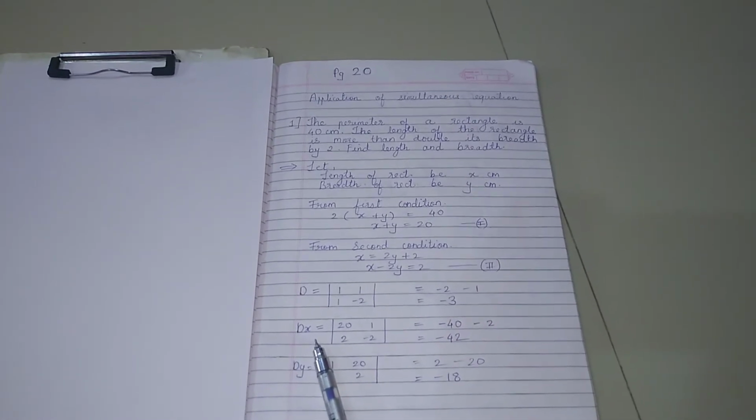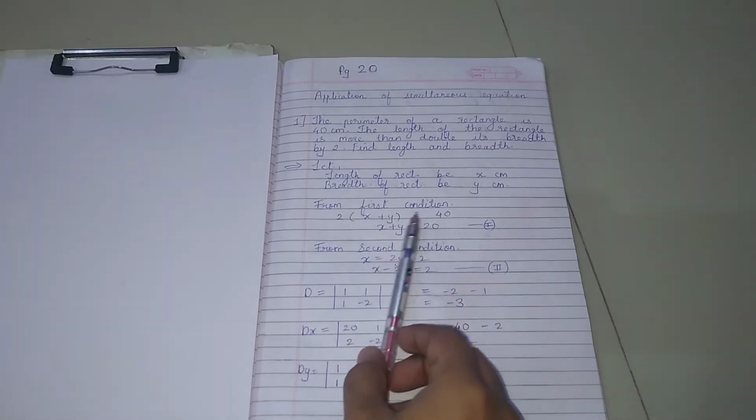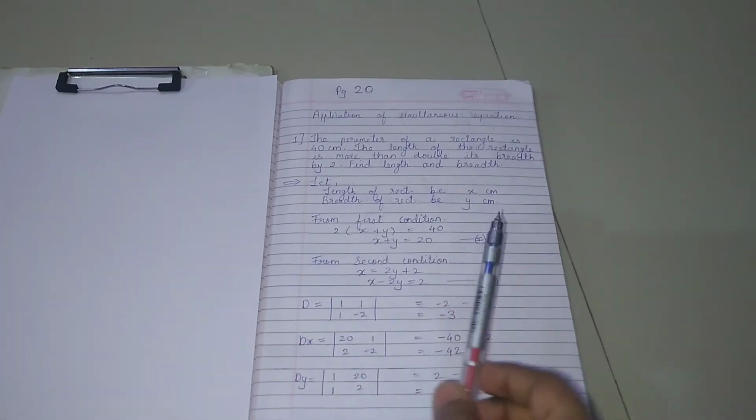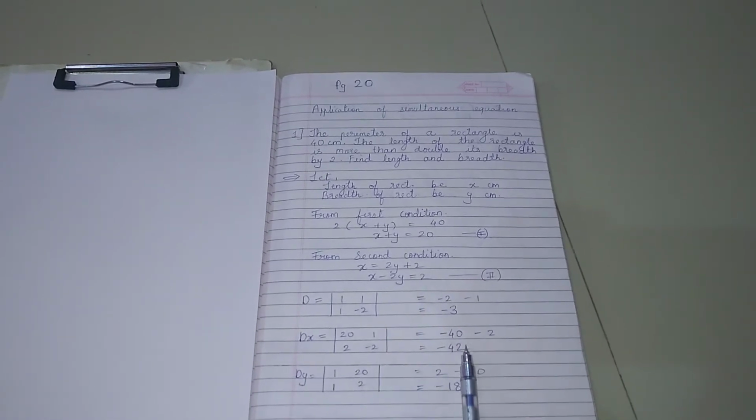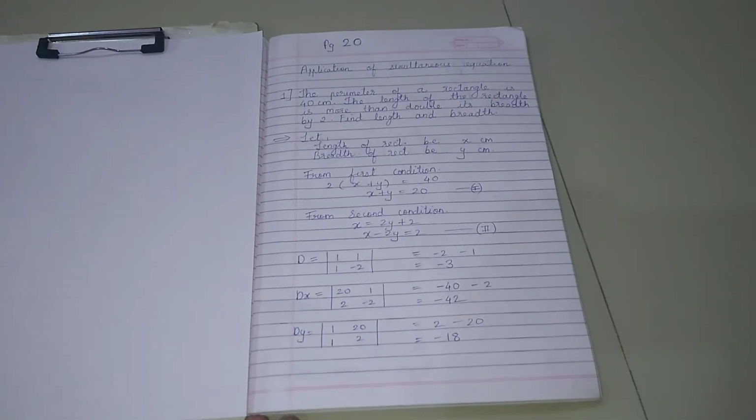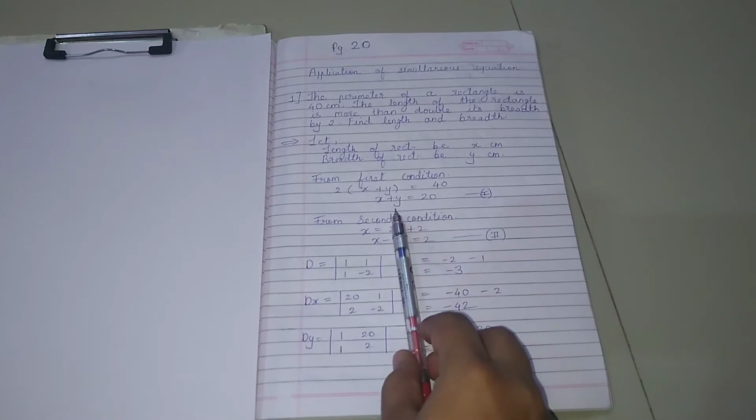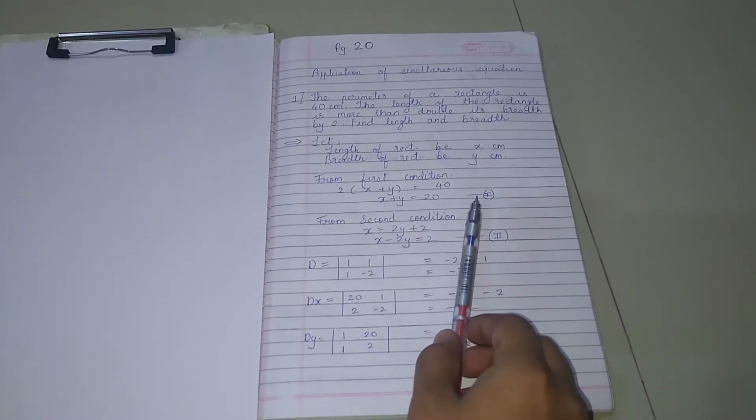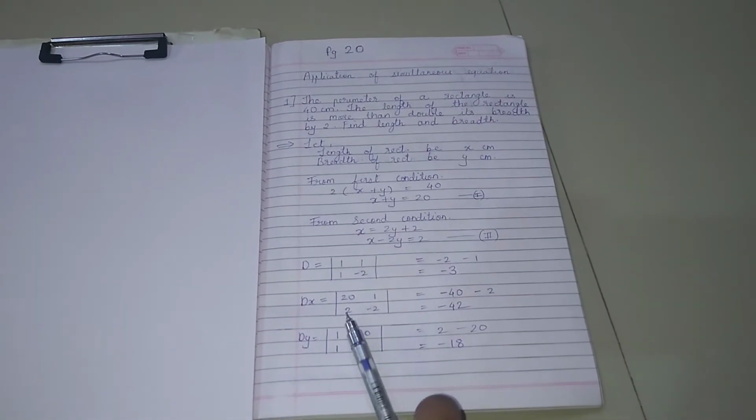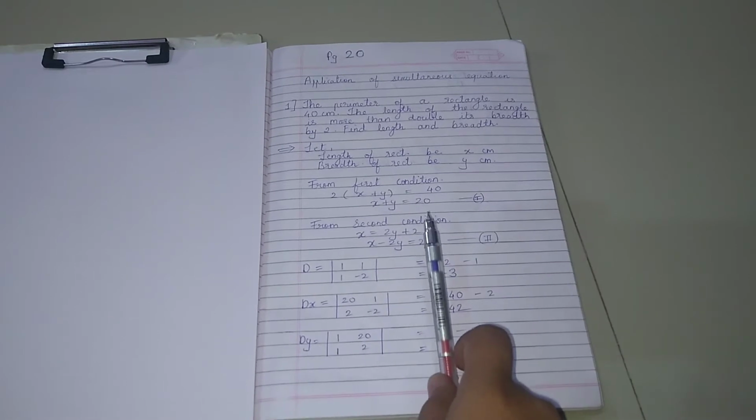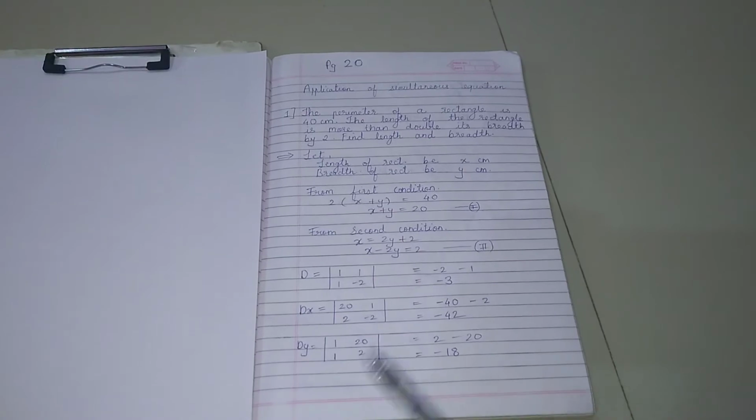How to find Dx? We have to omit the x term coefficients, and in place of that we write the constant terms, that is c1 and c2. So write c1 and c2, then again the y terms, that is 1, -2. Solving this we get -42. How to find Dy? We have to replace the y terms with the constant terms, that is 20 and 2. The x coefficients will be as they are, that is 1, 1. Instead of y we write the constants c1, c2. So with 20 and 2, solving we get -18.